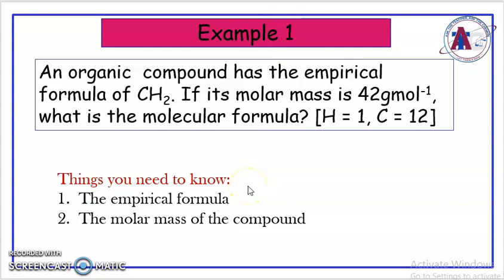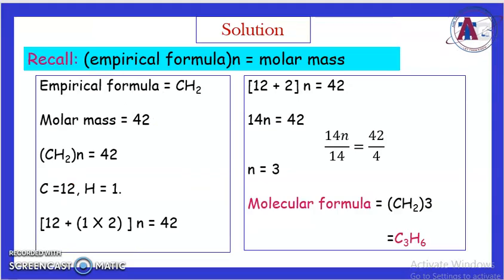Now, things you need to know whenever you are given this kind of question, if you are asked to find the molecular formula of a compound. First, you have to identify the empirical formula. Second, you have to know the molar mass of the compound. These are the 2 things you look out for. Now, from our question, the empirical formula of the compound is CH2, right? And the molar mass of the compound is 42. Let's see how we can use these 2 parameters to solve this problem.